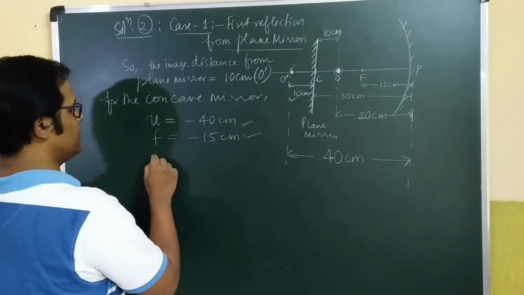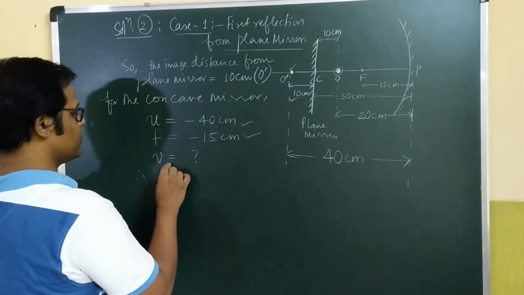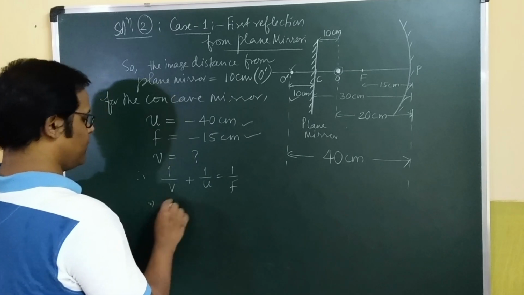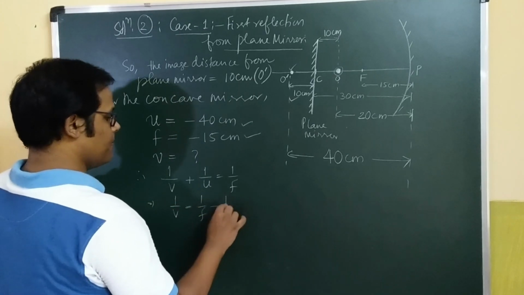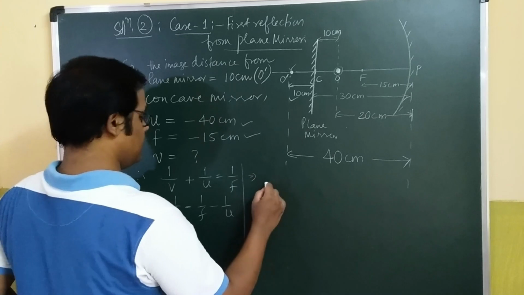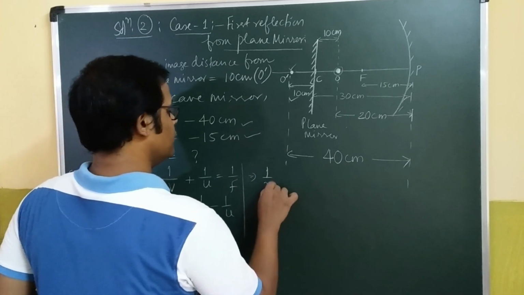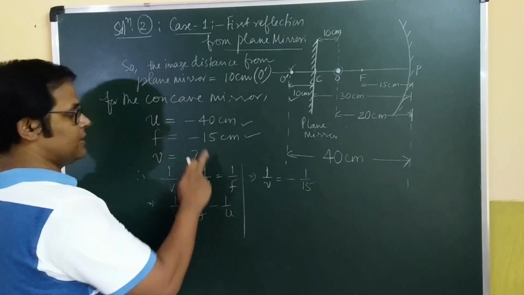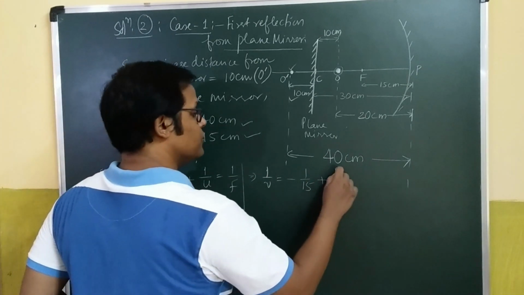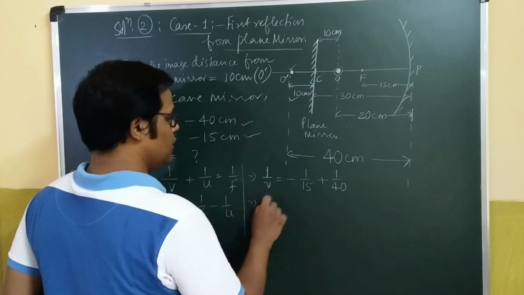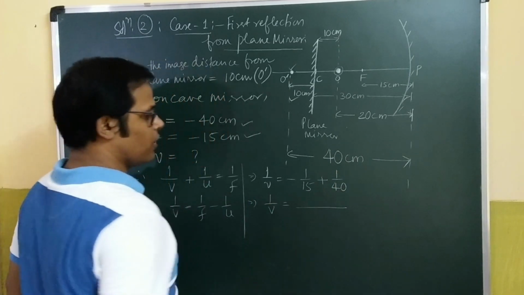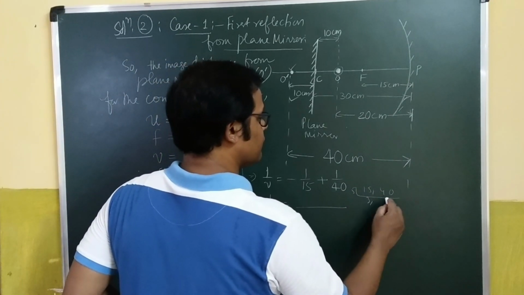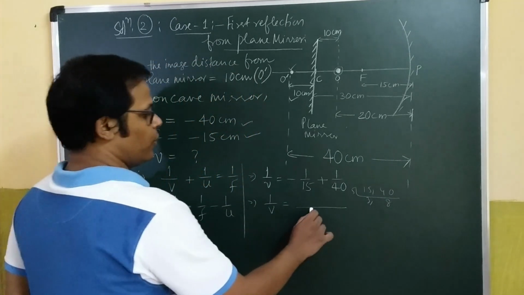Given u and f, I will find out its image distance. So I need the image distance. Hence 1 by v plus 1 by u equals 1 by f. So you'll find 1 by v equals 1 by f minus 1 by u. Let me write it over here. 1 by v should be equal to 1 by f, that is minus 1 by 15, and minus becomes plus. Everyone is very sure about it. So plus 1 by 40. So 1 by v is equal to, taking the LCM of 15 and 40, 5 3s and 5 8s, so it is 120 over there.